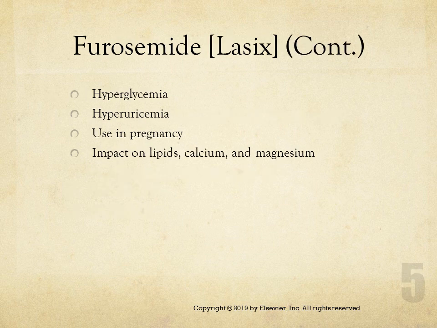There can also be hyperglycemia, so you'd have to be careful with patients that are diabetic or have uncontrolled diabetes. You can have hyperuricemia. You have to be careful in pregnancy, and there's an impact on lipids, on calcium, and magnesium. So you can see there are a lot of electrolyte and mineral issues with using a diuretic that you have to carefully monitor as a provider of these meds.